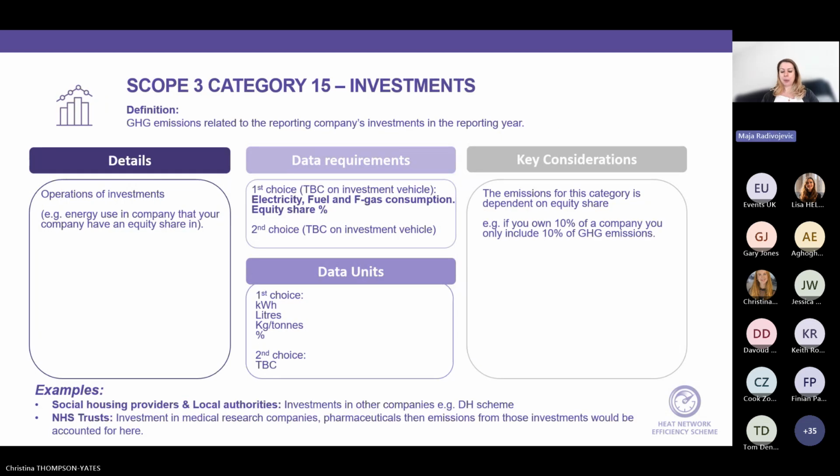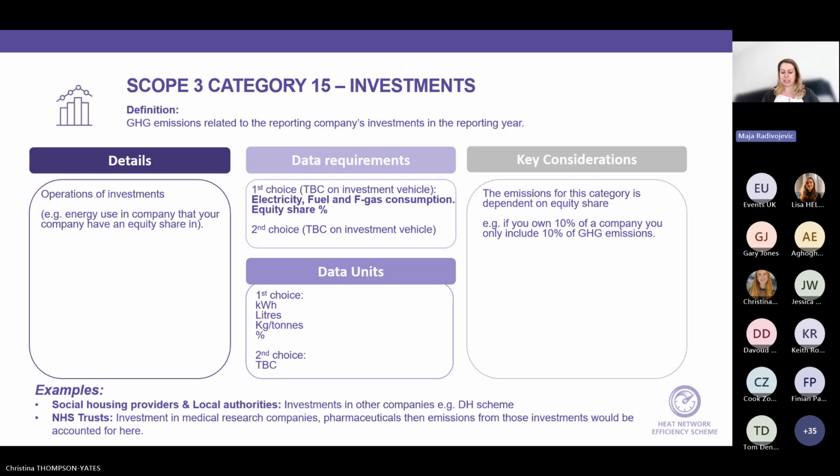And finally, we have category 15, which relates to investments. This covers emissions associated with investments made by the reporting company during the reporting year. For this category, you typically look at the electricity, fuel, and gas consumption of the investee companies, as well as the reporting company's equity share. One key point here is that emissions are allocated according to ownership share. So if you own 10% of a company, you would only account for 10% of its emissions.